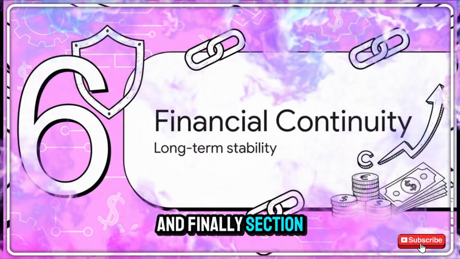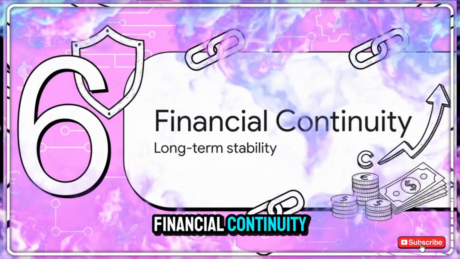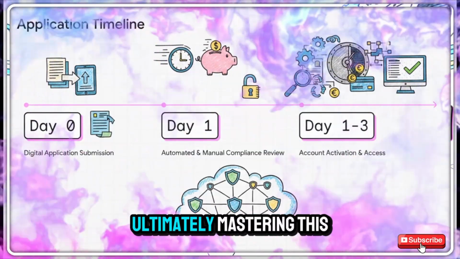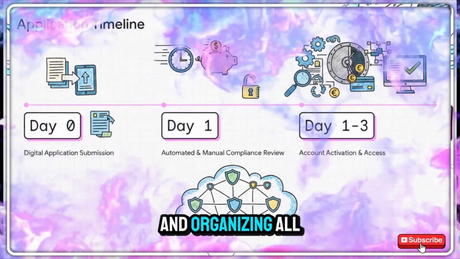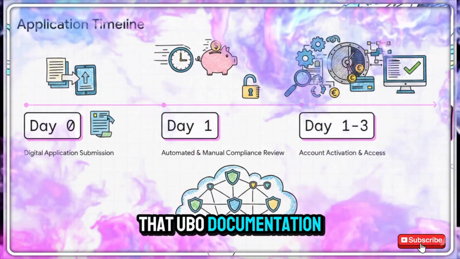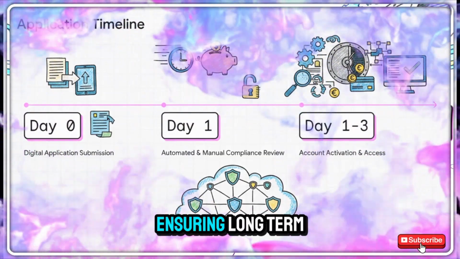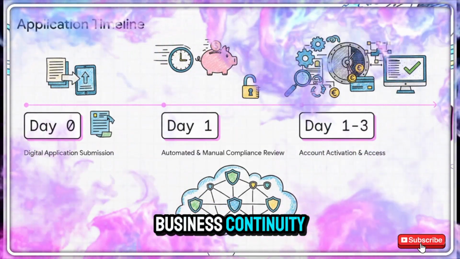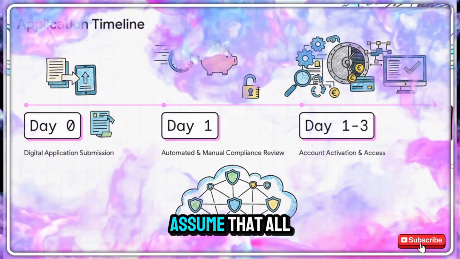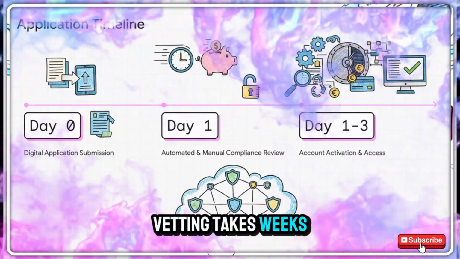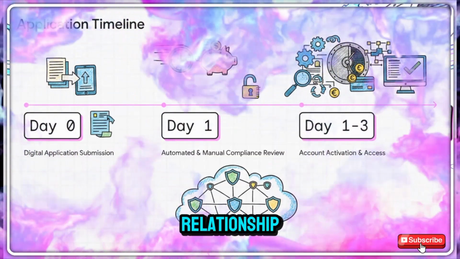And finally, Section 6. Ensuring long-term financial continuity. Ultimately, mastering this friction, executing precise profiling, and organizing all that UBO documentation serves a single, absolutely critical purpose: ensuring long-term business continuity. Notice the application timeline here. You might logically assume that all this rigorous vetting takes weeks, right? But the analysis reveals a distinct cause and effect relationship.